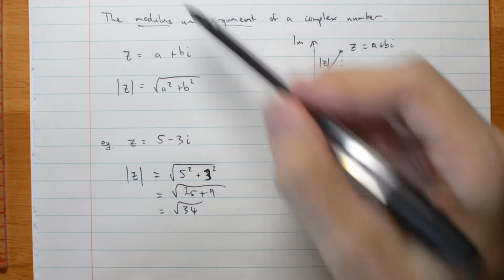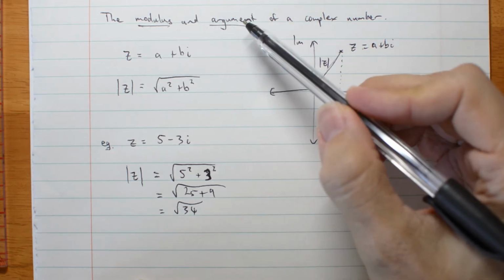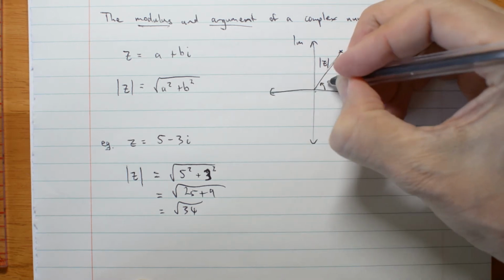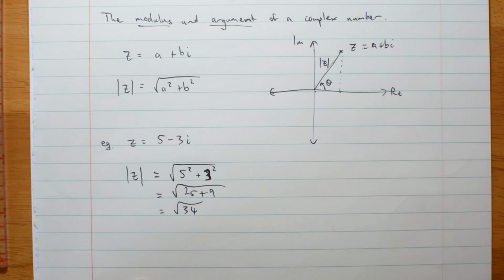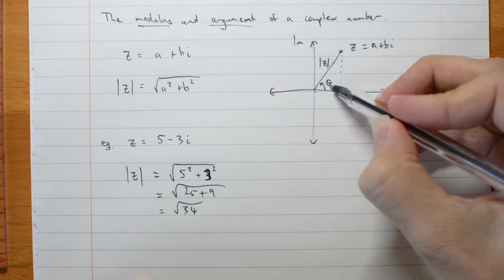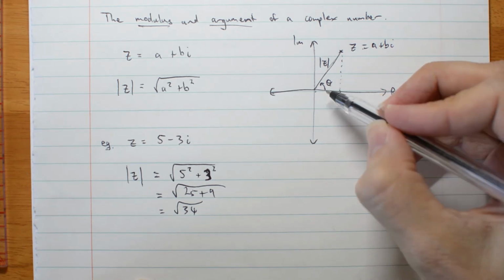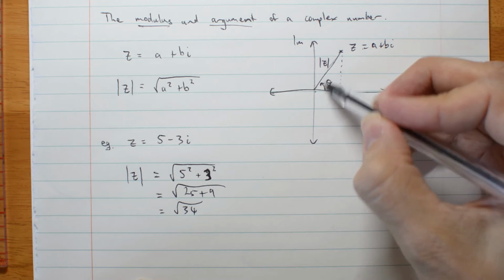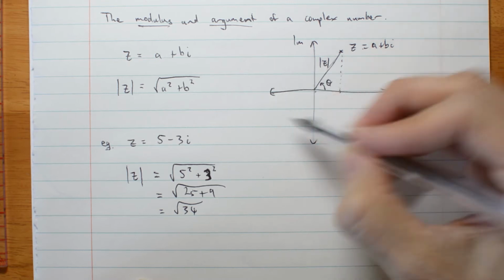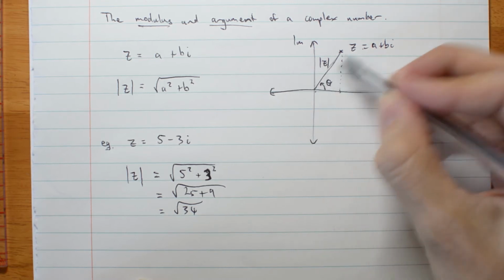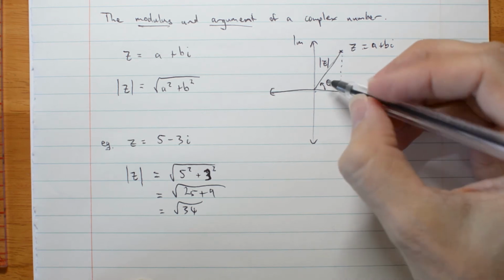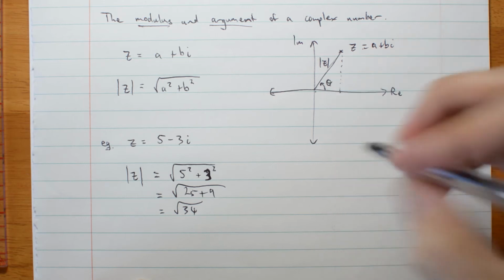Okay, that's the modulus. What about the argument? The argument is this angle here, theta. That's the argument of my complex number z. Now, remember, this angle ends up at the same place as once around plus it, twice around plus it, etc. The coterminal angles all end up at the same place. So by convention, we always give the principal argument.